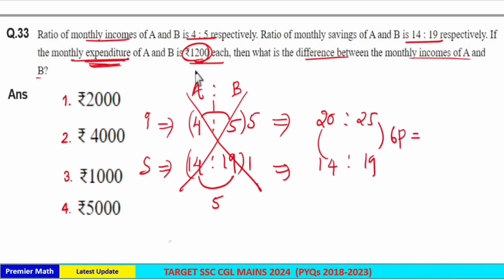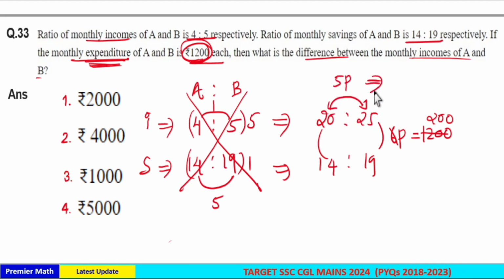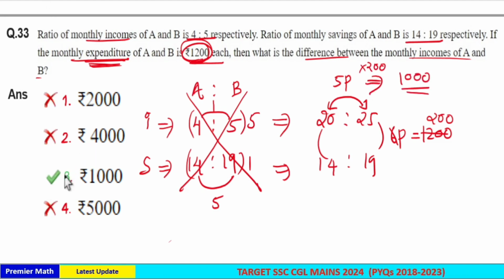So 6 part is given as 1200, because expenditure for each of them is 1200, which means in both the cases expenditure is 6 part, which is 1200. Then 1 part is equal to 200. Now difference in income of A and B is equal to 25 minus 20, 5 part. So 5 part is equal to 5 into 200, which is 1000. Option 3 is your answer.